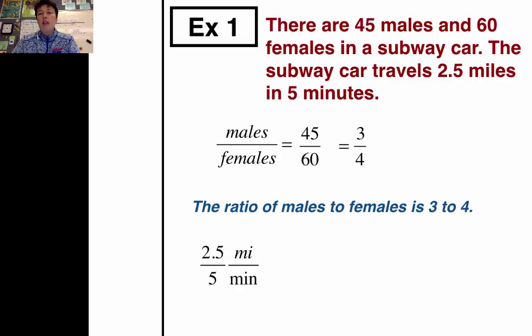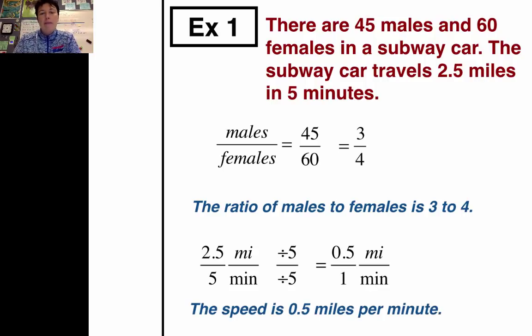Now, we know the subway car can go 2.5 miles in 5 minutes. Well, that's the speed of the car, and we call that the rate. But if I wanted to make it a unit rate, I could divide it by 5. Dividing by 5 is going to give me a denominator of what? Well, 5 divided by 5 is 1. 2.5 divided by 5 is 0.5. So the unit rate for this subway car is it can go 0.5 miles in 1 minute. So half a mile in a minute. That's the speed of the subway car. The speed is 0.5 miles per minute.